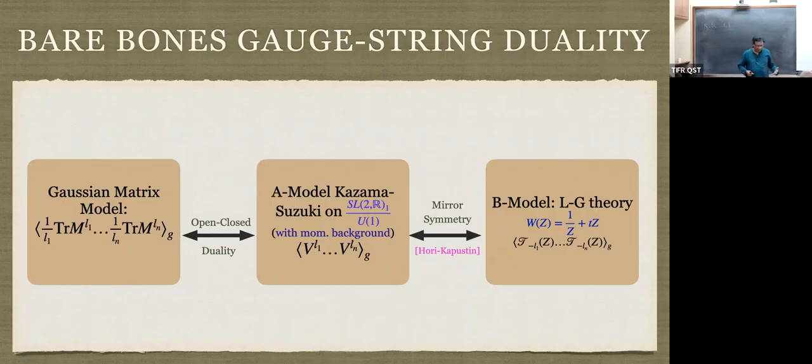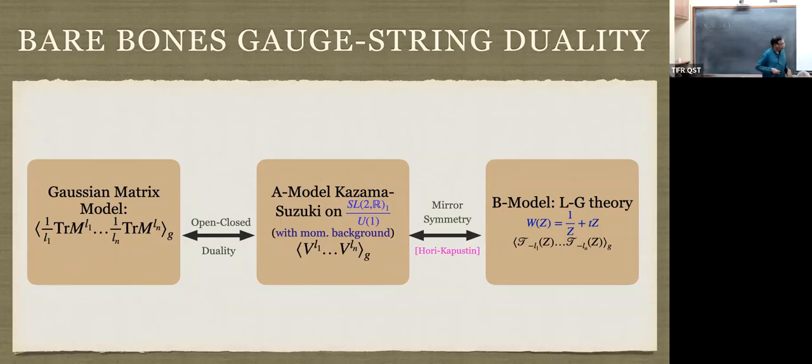A-model topological string theory is typically on a Calabi-Yau. You define it on a Calabi-Yau, but actually all you need is an N=2 worldsheet CFT with central charge equal to 9, which is what a Calabi-Yau has. So it need not be a Calabi-Yau. It could be any N=2 CFT.